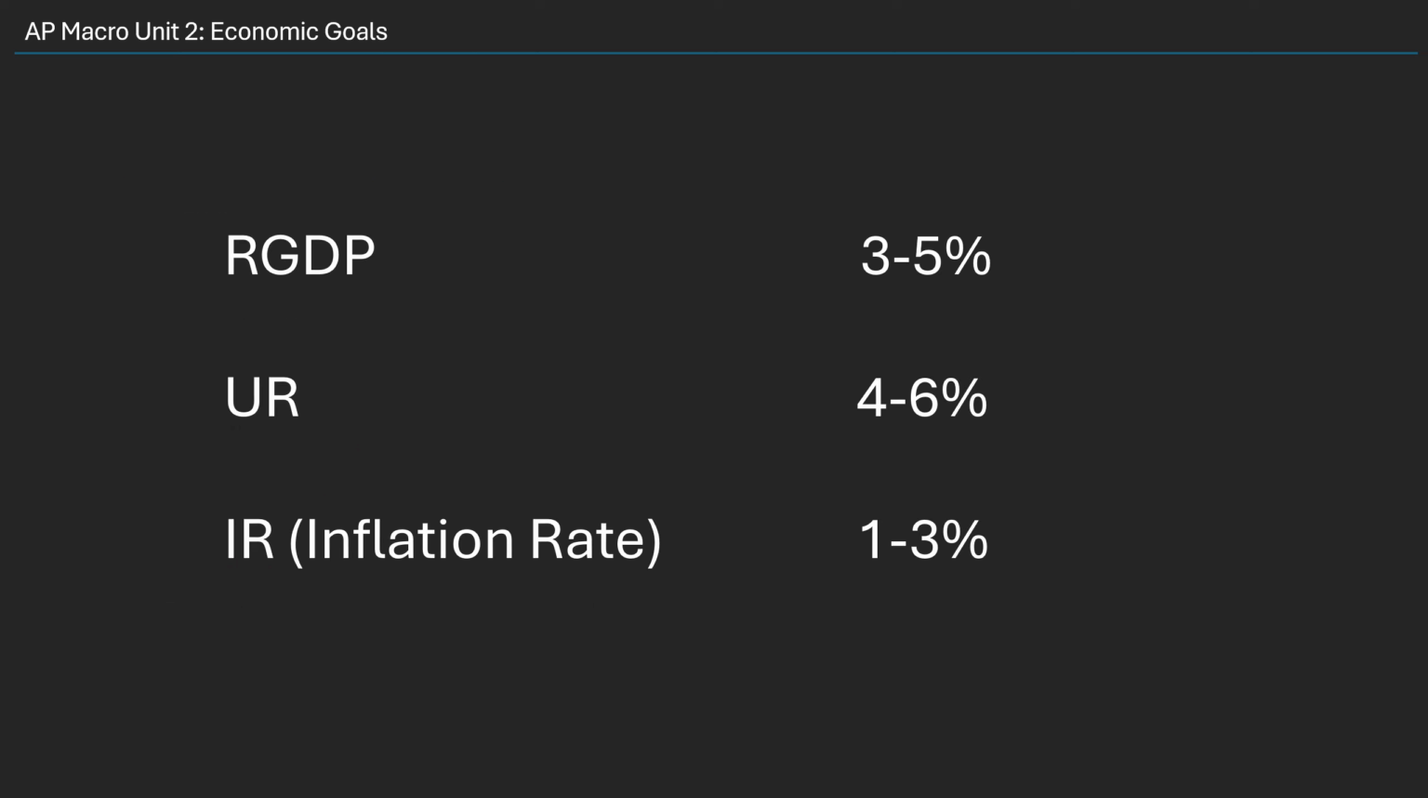And these are economic goals that economists have to try and target. Real GDP growth is usually around 3 to 5%. Unemployment rate is 4 to 6%, and inflation rate is 1 to 3%.